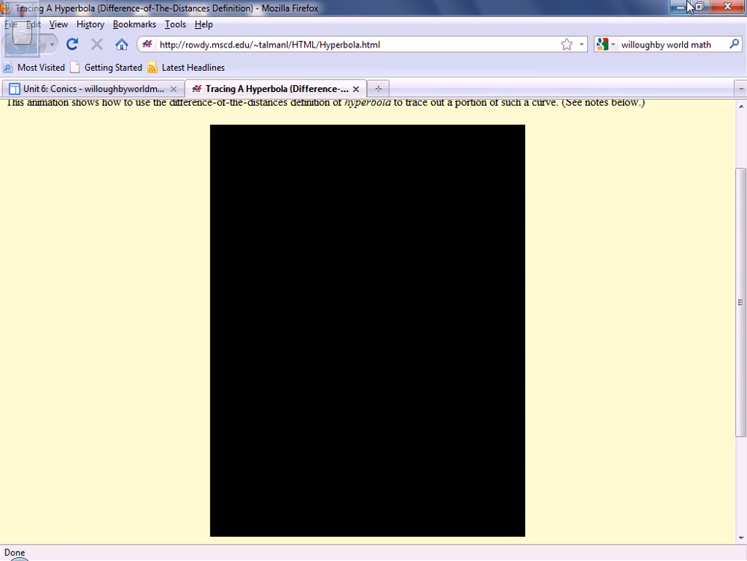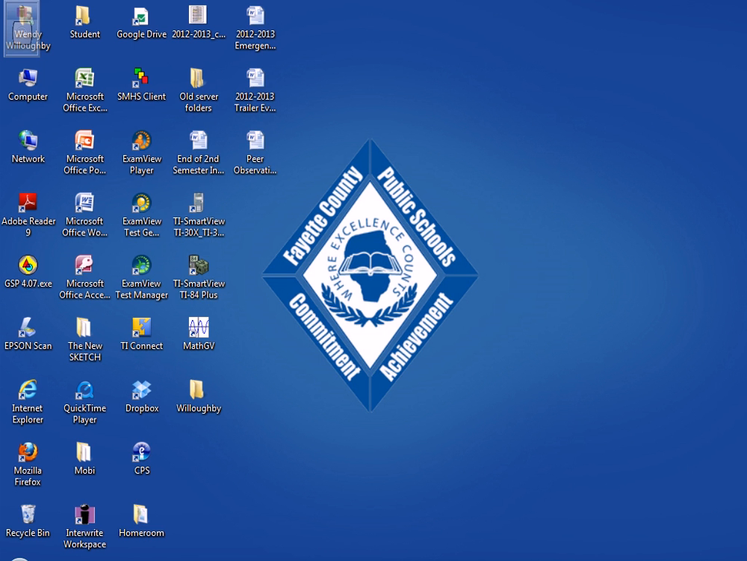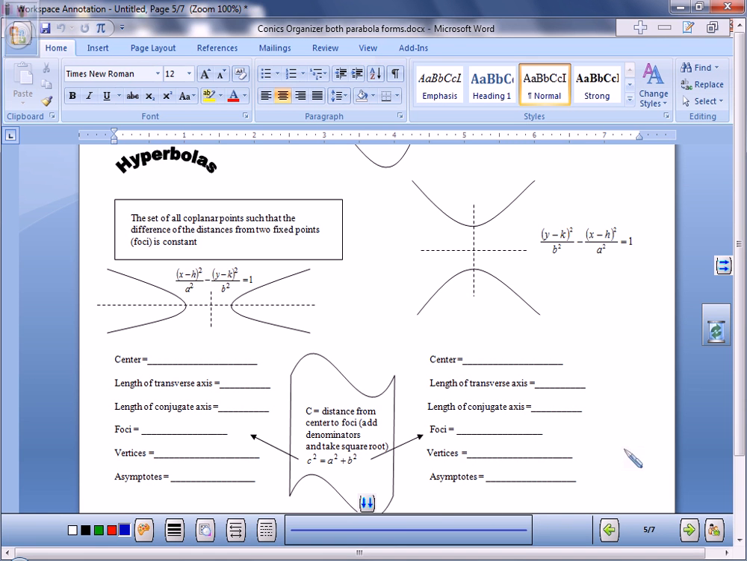I'll show you. Okay, well, we'll give this website some time because it's not happy now. It worked just fine last period. And we'll come back to it later and maybe it'll work. Okay. So it's the set of all coplanar points that the difference between the distances remains constant. And that website has a really cool animation when it works that shows you that.